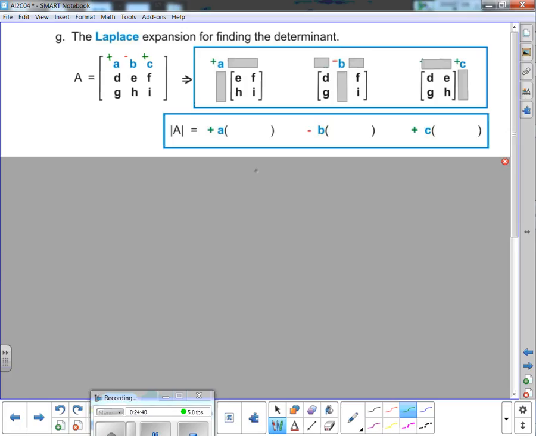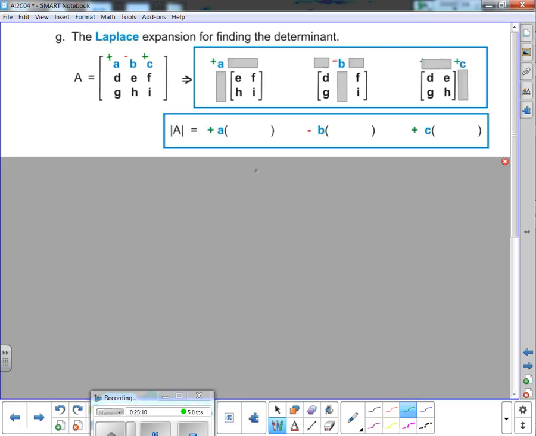Now here's the thing about the Laplace expansion method. You can work off of any row you want or any column. Any row, any column. And here's the value of that. Let's say you're doing a 5x5. Ginormous. But what if you got a column with two zeros in that 5 by 5?